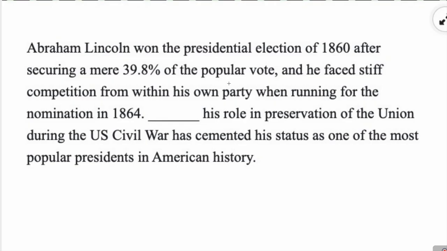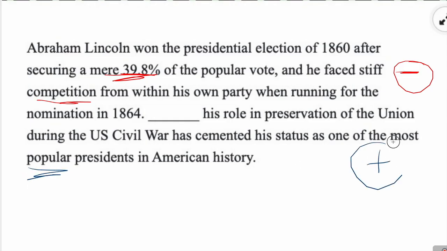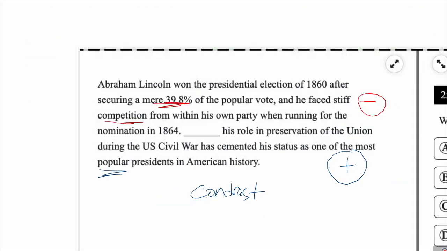And so what we have here is, well, we're going from basically negative to positive. Negative in the sense that he didn't get a lot of the votes. He faced stiff competition even from within his own party. But here he is, as it says here, he's popular. So we're going from negative to positive. So that means we have a contrast relationship.